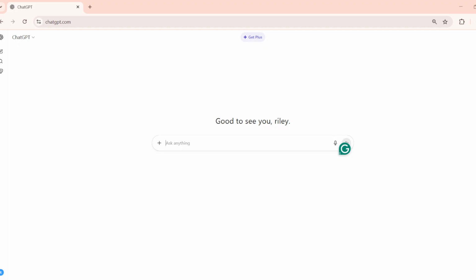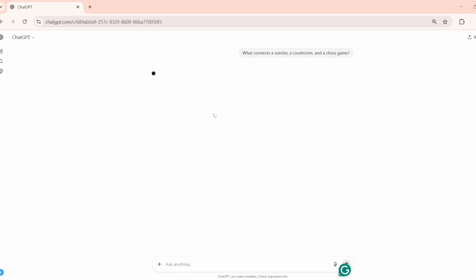Once you're set up with a new conversation, let's delve into crafting unexpected questions. Consider posing your queries in engaging, distinctive formats, like riddles or metaphors. By presenting questions such as, what connects a sunrise, a courtroom, and a chess game? You offer a puzzle for ChatGPT to untangle, inviting it to draw connections across seemingly unrelated concepts. This approach can expose the depth and flexibility of the model's understanding.